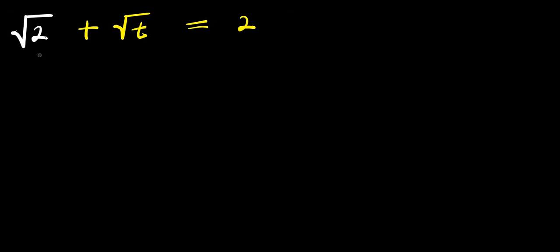Hello, how to solve this radical problem? We have square root of 2 plus square root of t equals 2. We are solving for all values of t that satisfy this equation.